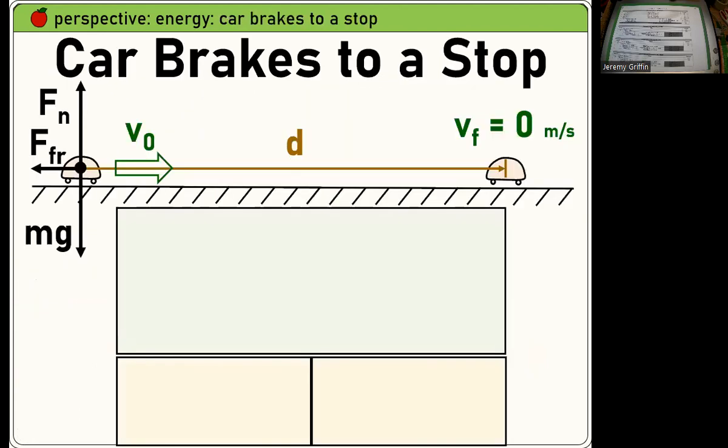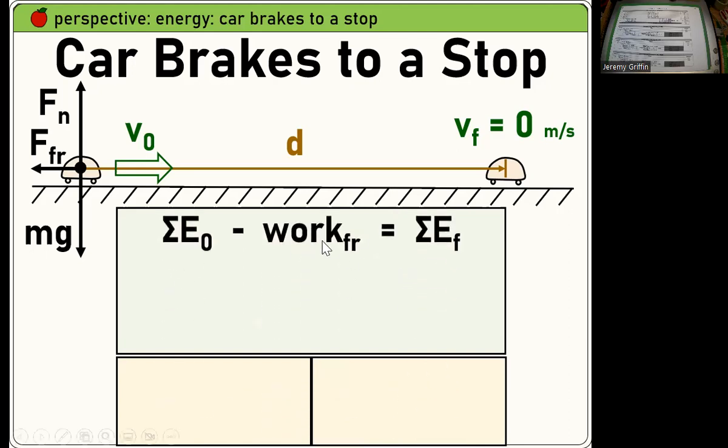Car brakes to a stop. You've seen this before in this presentation, but now we're taking a different point of view, an energy point of view. There's the free body diagram for it, and so on. I'm going to treat this as an open system, maybe consisting of only the car. So just a car, open system.